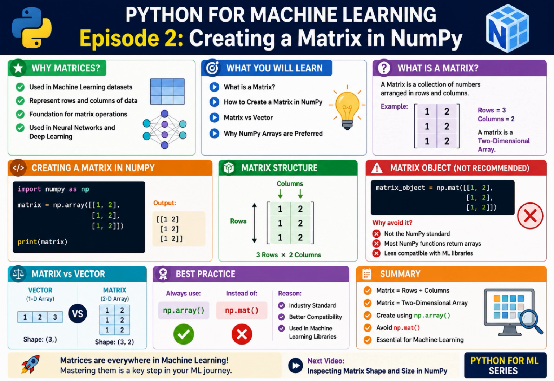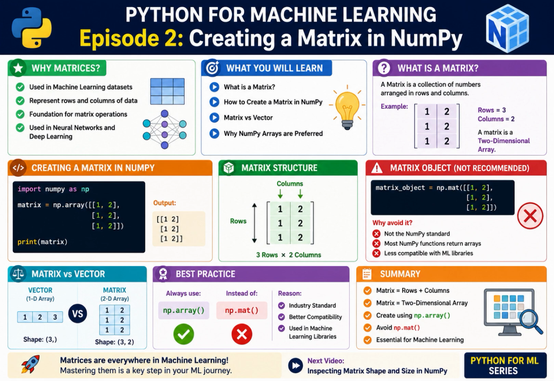Understanding how to create and work with matrices is an essential step toward becoming a machine learning engineer or data scientist. Let's begin by understanding what a matrix actually is. A matrix is simply a collection of numbers arranged in rows and columns. Unlike a vector, which has only one dimension, a matrix has two dimensions.